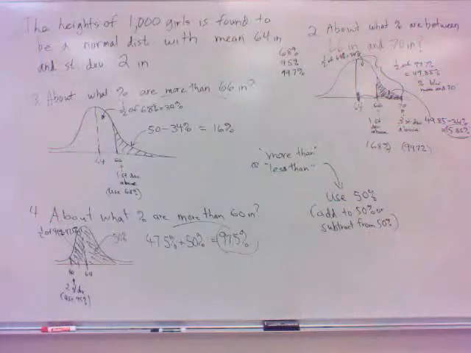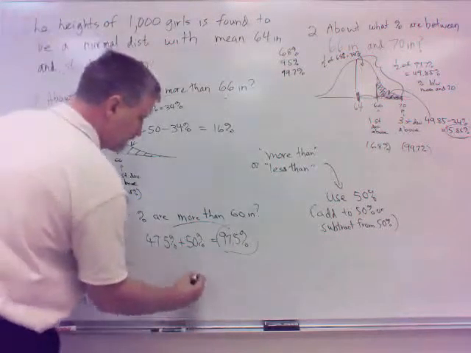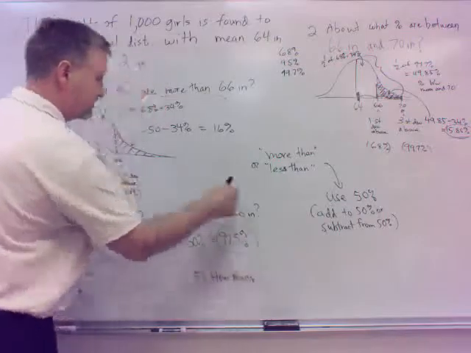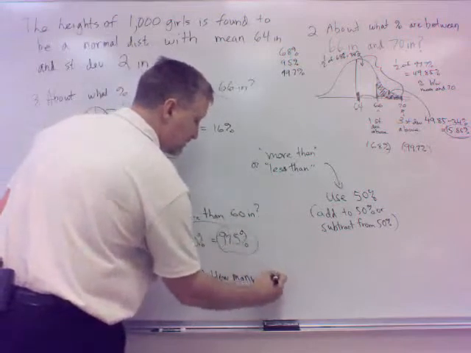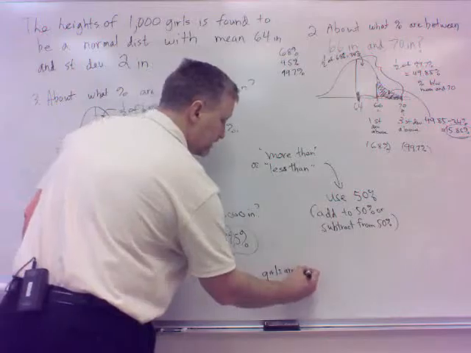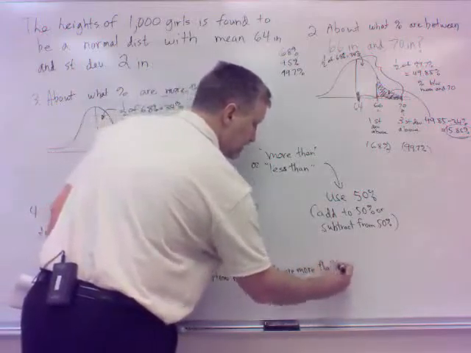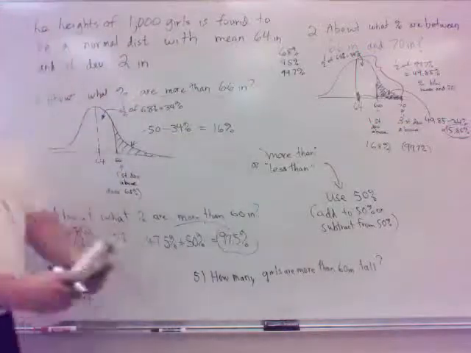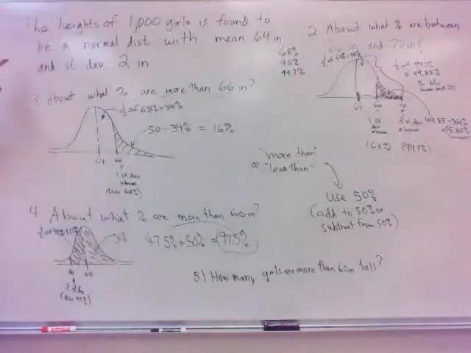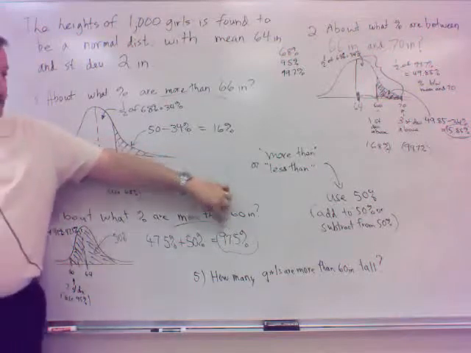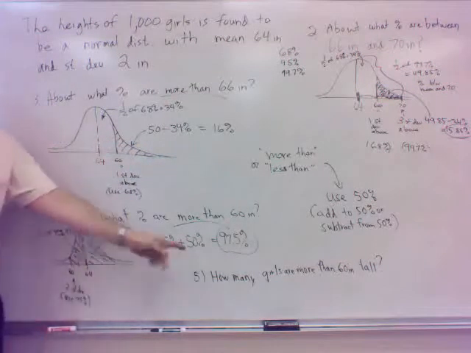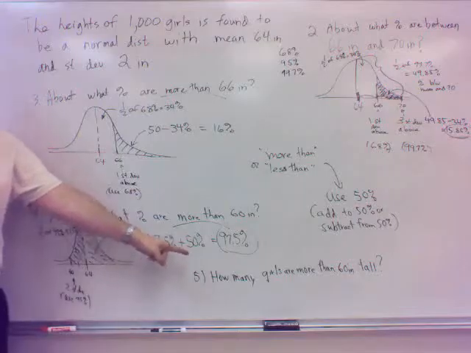One other point here. Number 5, how many girls are more than 60 inches tall? Remember our original problem. The heights of 1,000 girls are this normal distribution. We found that 97.5% of them are greater than 60 inches tall. So how many of them then would be more than 60 inches tall?